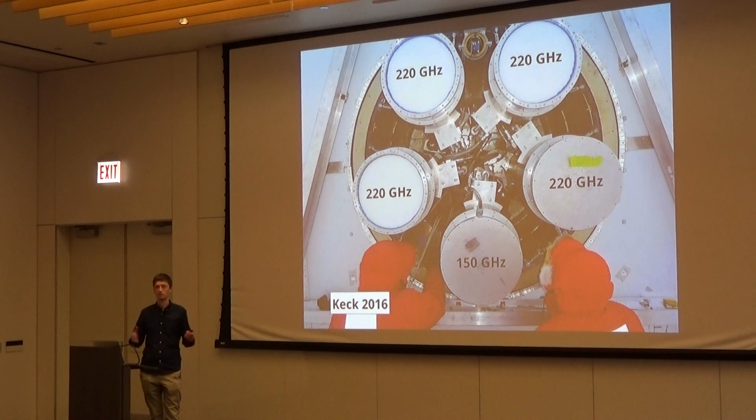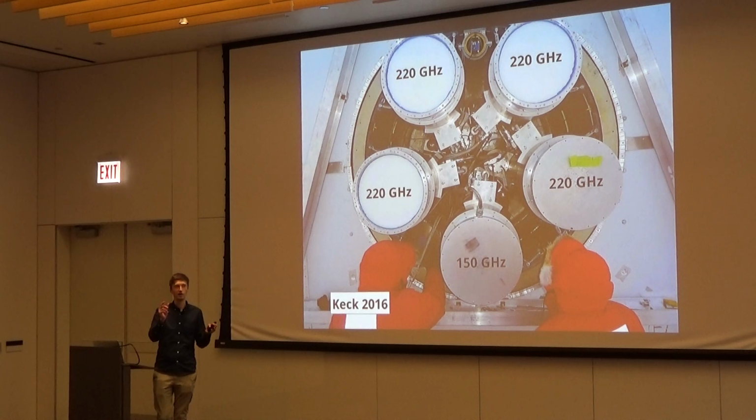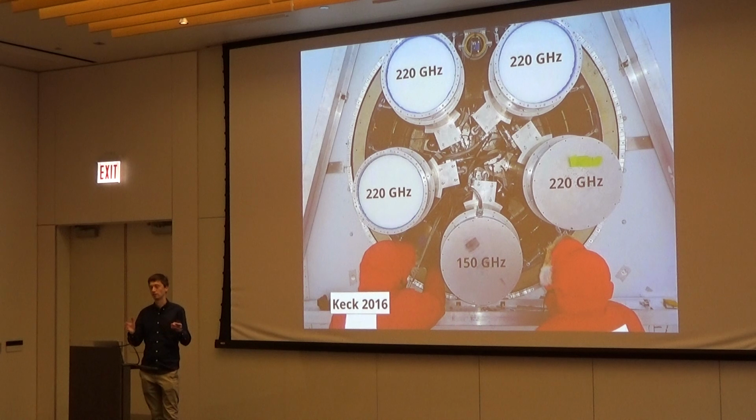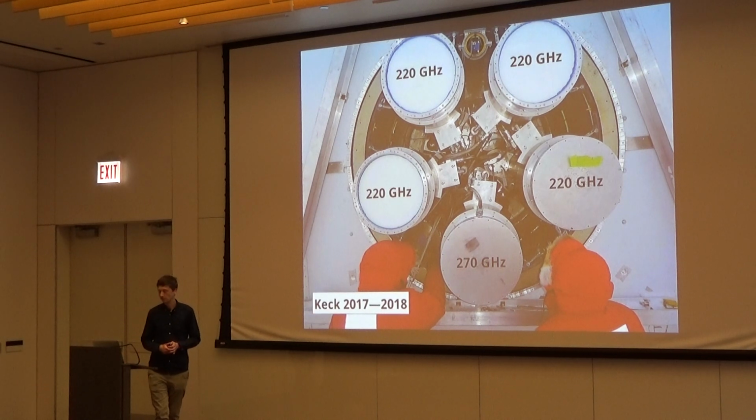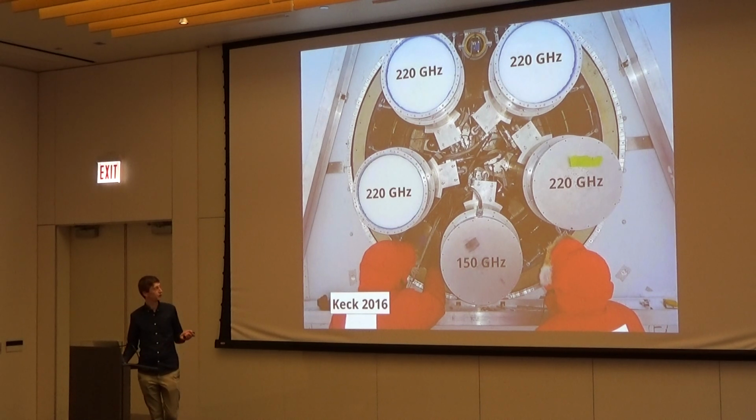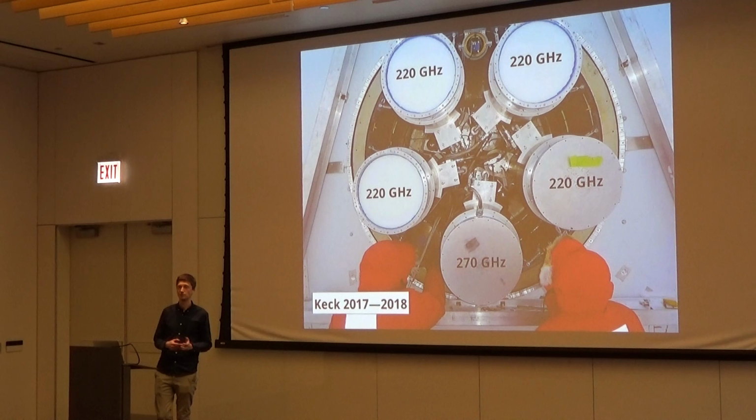That also works out well because the larger aperture of BICEP 3 gives it diffraction limited beams that can be smaller at 95 gigahertz, whereas for Keck the beam size at 95 gigahertz was getting fairly large. What we've done in the last 2 years was take out this last remaining 150 gigahertz focal plane, and put in something at even higher frequencies, at 270 gigahertz.